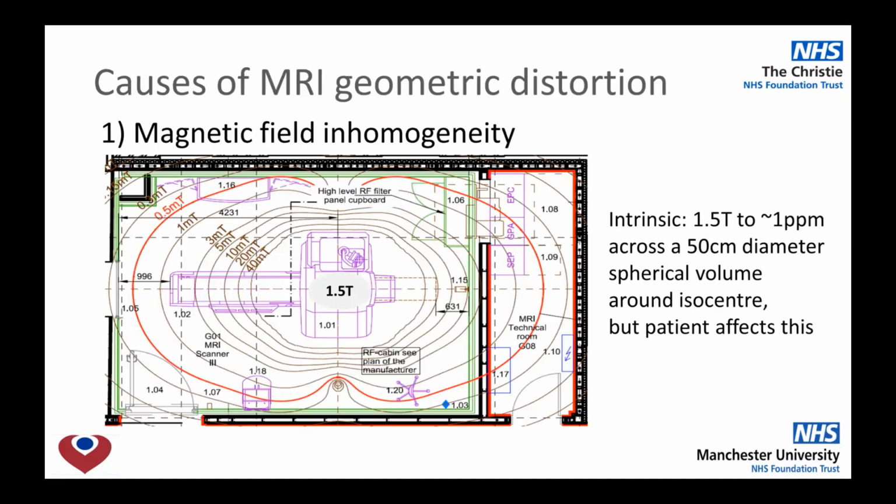on the images. The first cause of MRI geometric distortion we'll discuss is magnetic field inhomogeneity. The 1.5 Tesla scanner will be 1.5 Tesla in strength at isocenter, and actually it'll be 1.5 Tesla to within 1 part per million across a 50 centimeter diameter spherical volume around isocenter. So the hardware is such that it will have a very homogeneous field in the center of the ball. As soon as the patient goes in, that will be affected, but then shimming will happen that will reduce the effect of the patient on the field inhomogeneity.